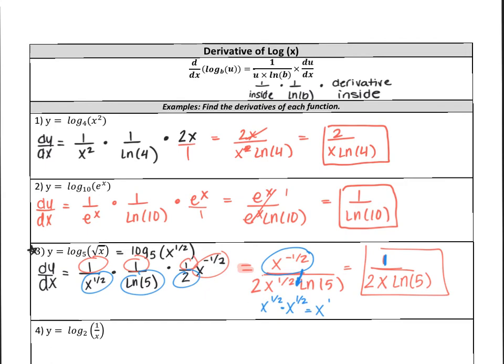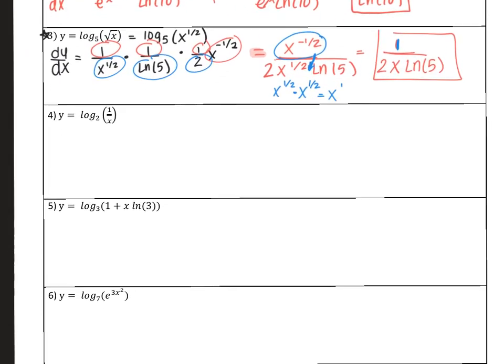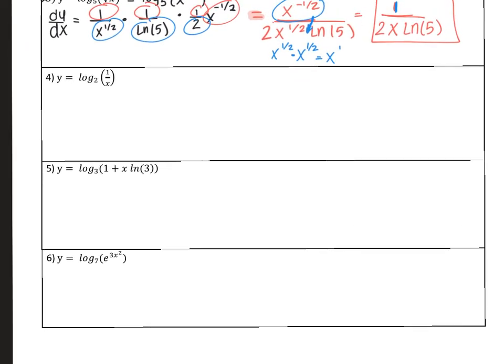All right, let's look at the rest of them. So we've got 4, 5, and 6. So what I'd actually like you to do is take a look at number 4 and give it a shot. My suggestion would be to rewrite this as log base 2 of x to the negative 1. I would never want to do a quotient rule in this scenario. All right, so give number 4 a shot, then hit resume when you're ready for the answer.